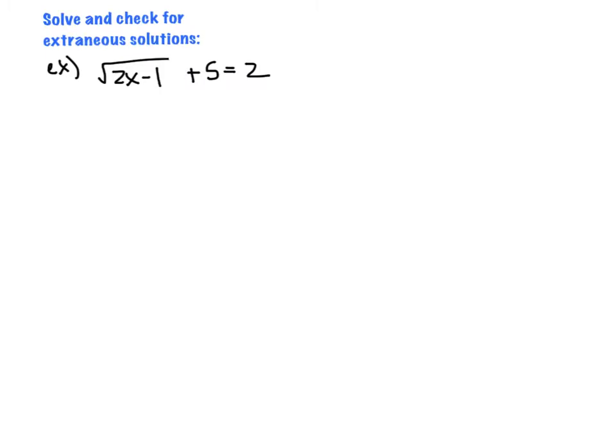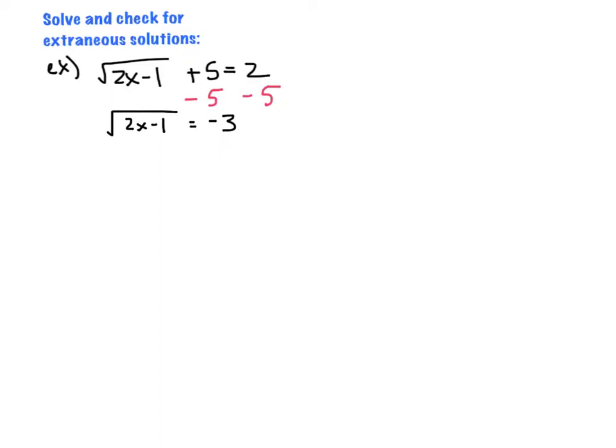Here we have the square root of 2x minus 1, plus 5, equals 2. To solve this equation, the first thing I need to do is isolate this root. Right now there's a 5 being added to it, so to both sides of the equation I need to subtract 5. Now I've got that the square root of 2x minus 1 is equal to -3.